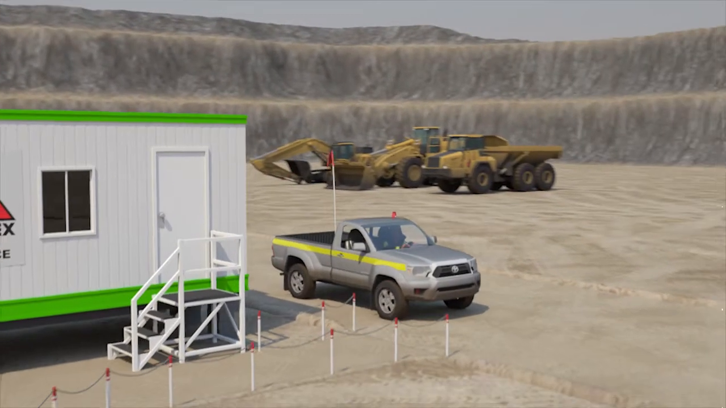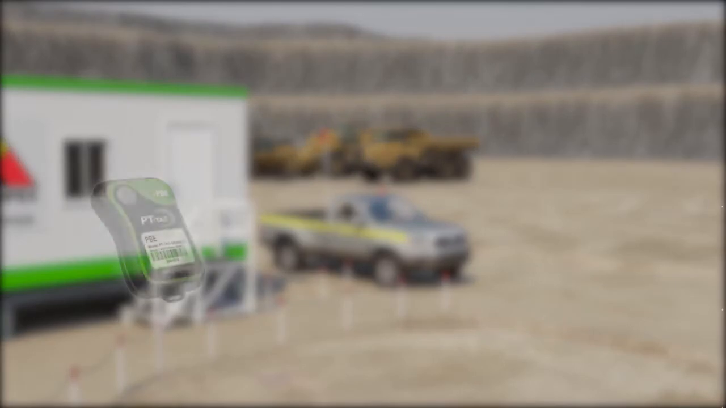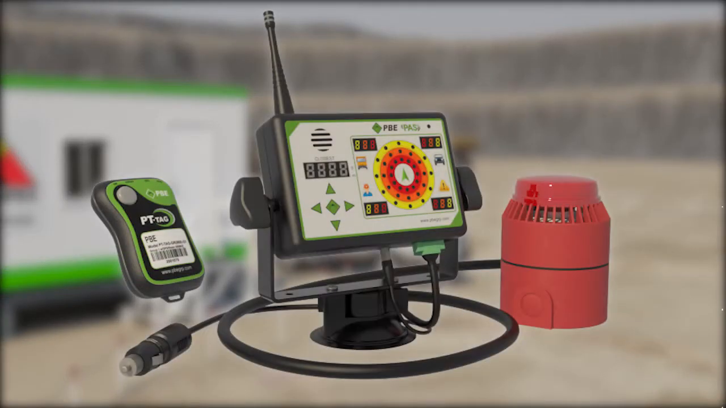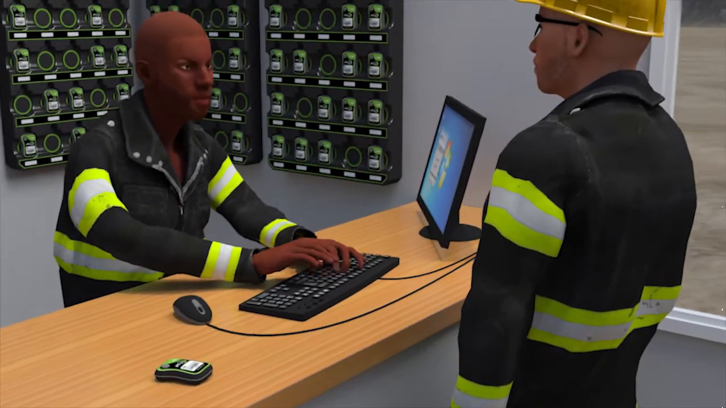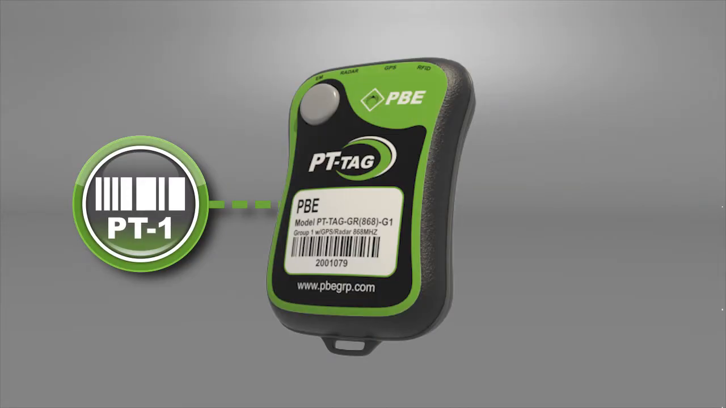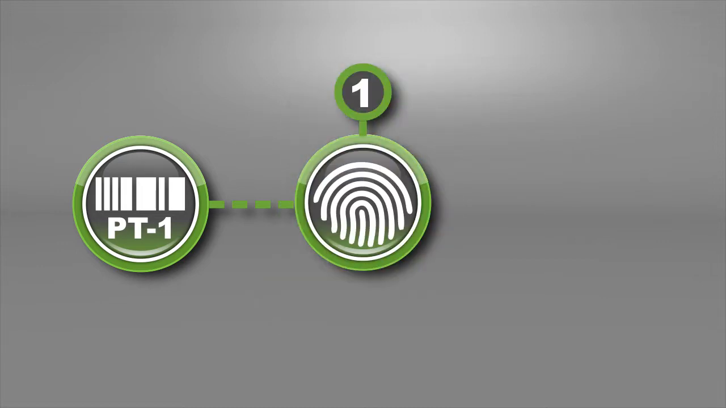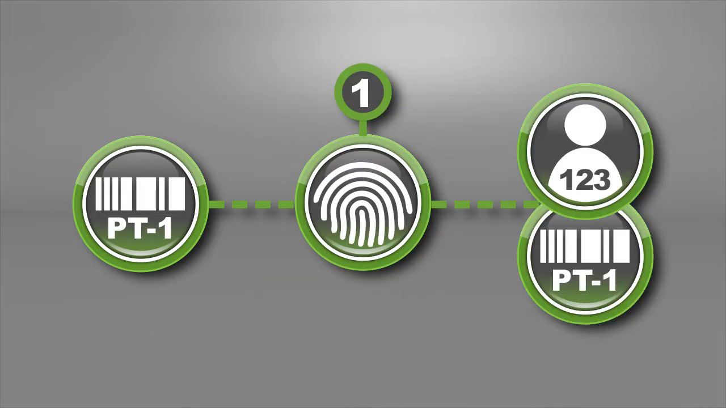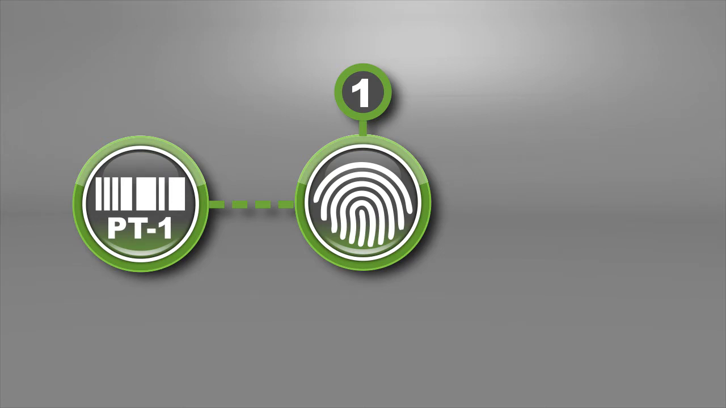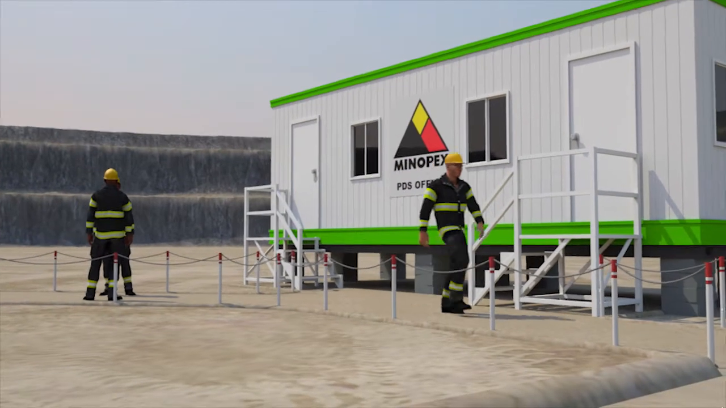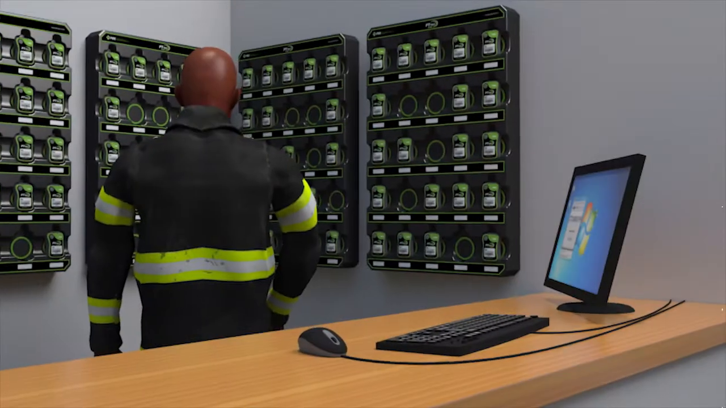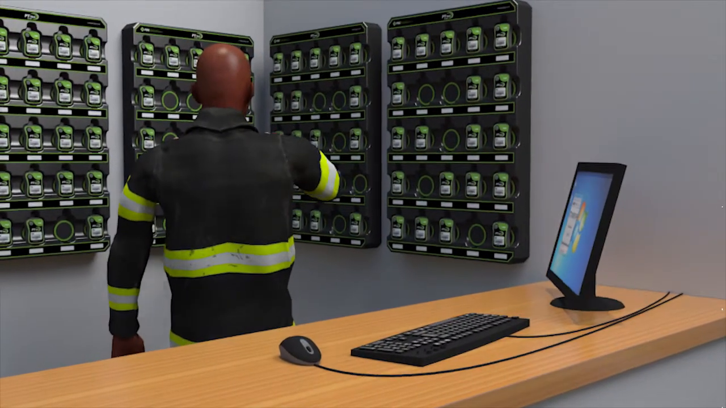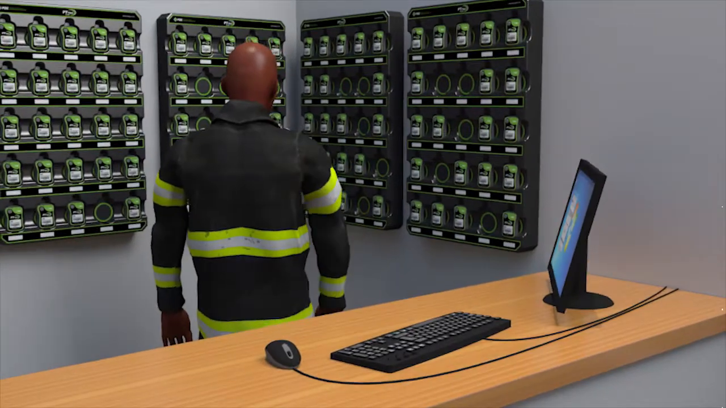When exiting the site, it's important to return all PT tags and visitor PAS systems. The issuing station operator will scan your PT tag into the system. To complete the process, your index finger will be scanned to remove the PT tag from your unique ID. You've now successfully returned your PT tag and can proceed to the exit. The issuing station operator will place the tag on the charging station.